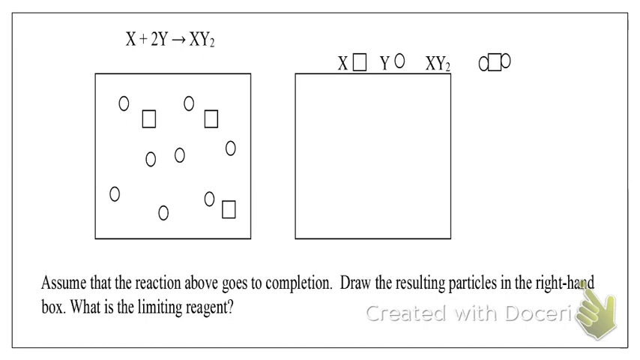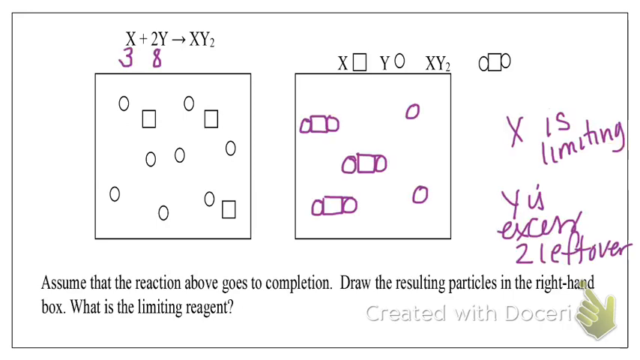And hopefully I don't make it erase funny. That is correct. Shannon had it right. So what you do is you count up what you have. You have 3 of the x's, 8 of the y's, which you're going to run out of first, the x. So you can only make 3 of the product.